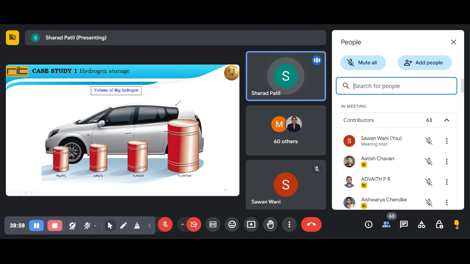So this is hydrogen storage. Three types are there, and you can get it easily: with the liquid and gaseous form, you can get a lower volume, with the solid form for the same 4 kg of hydrogen.